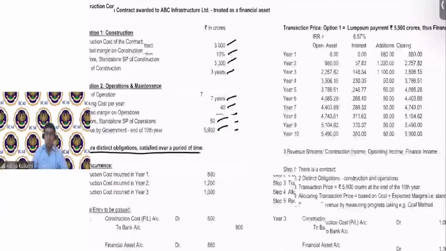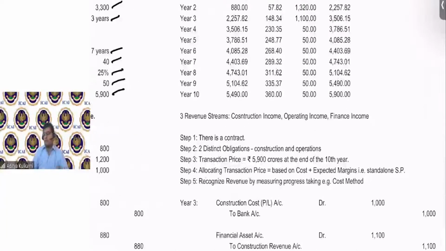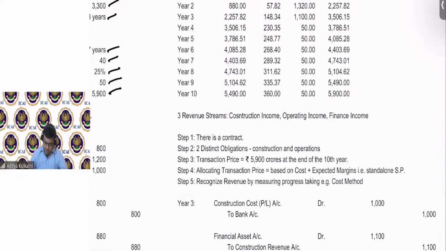Then you assess the 5-step model. Is there a contract? Yes. Do I have distinct obligations? Yes, construction and operations. Is there a transaction price? Yes, government has guaranteed 5,900 crores. Step number 4, allocating transaction price based on cost plus expected margins, that is standalone selling price. And the last one is recognize revenue by measuring progress, taking for example a cost method.